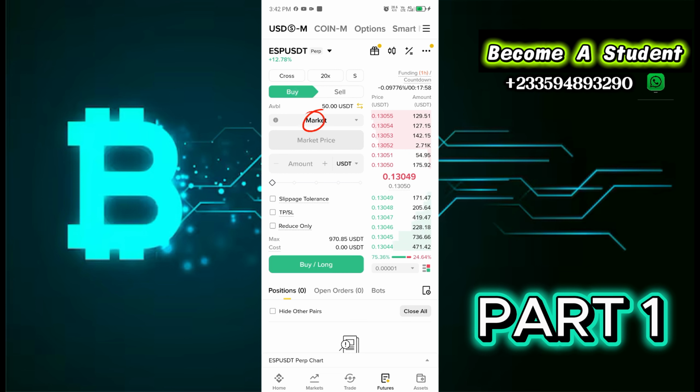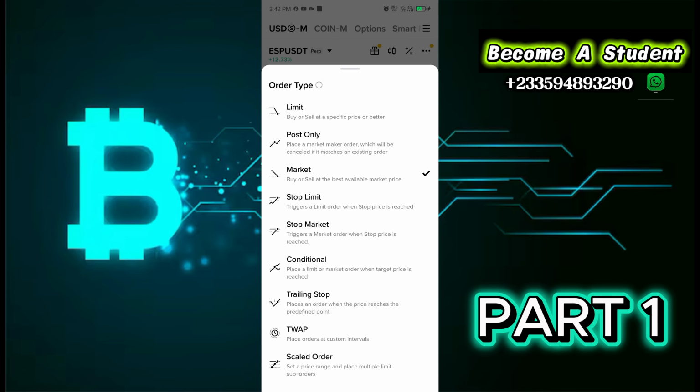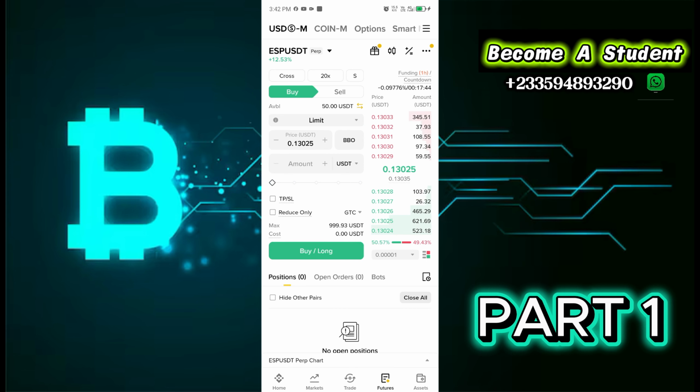Now let us move to this place where we have the market order, and then we have the limit order. I'll only explain the favorite ones that I use all the time, the limit order and the market order, but I use the market order more. With the limit order, just like we have it over here, you are telling the market that this is the point at which I want to enter the market.